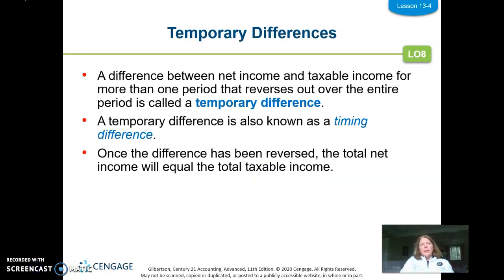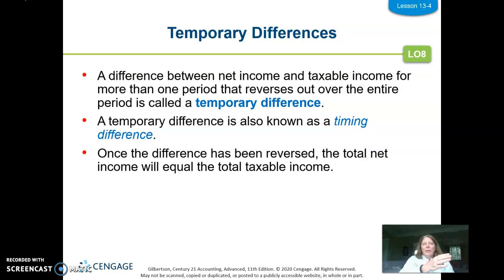So then let's look at the other type of difference. It's a temporary difference, also known as a timing difference, because it'll eventually readjust and catch up is what we call it. So a temporary difference is a difference between net income and taxable income for more than one period that reverses out over the entire period. So once the difference has been reversed, the total net income will equal the total taxable income.